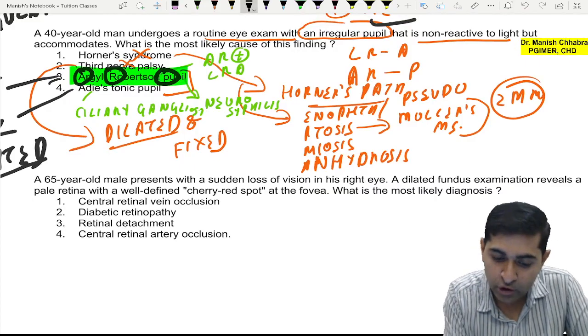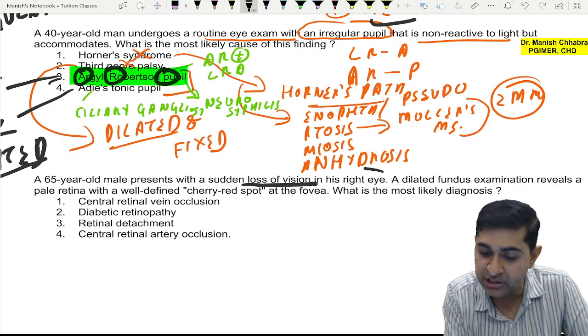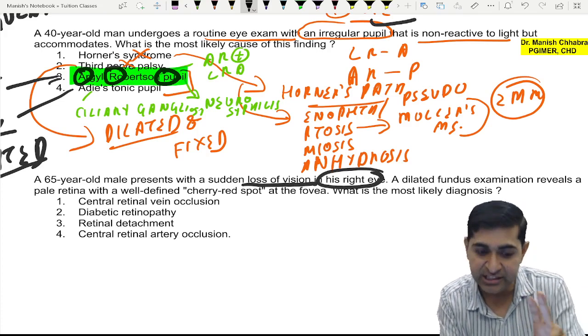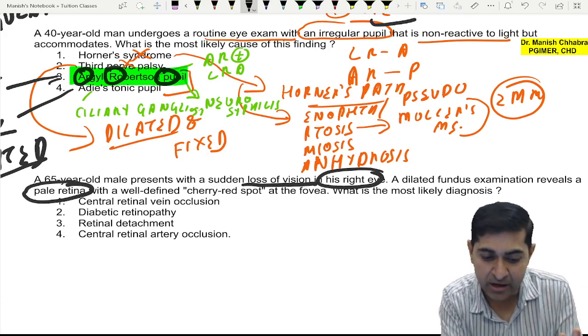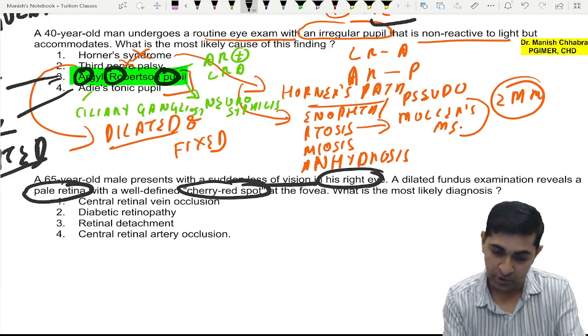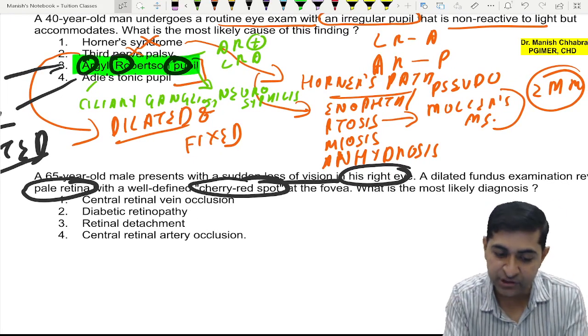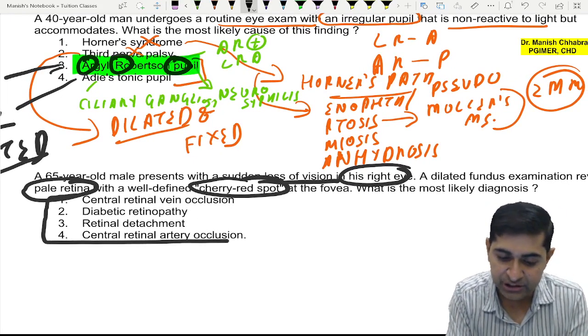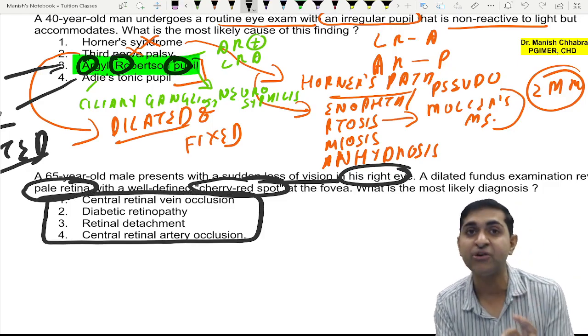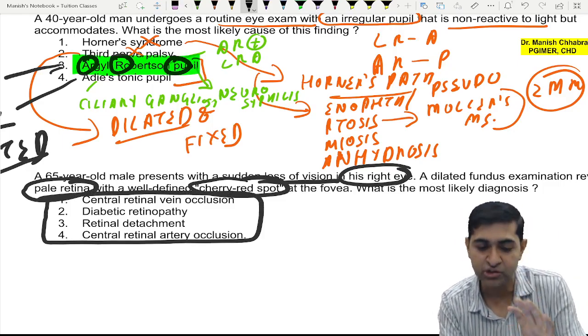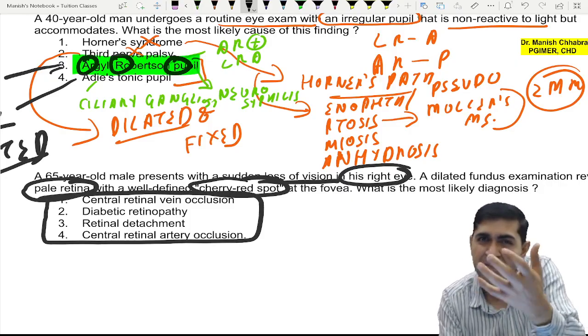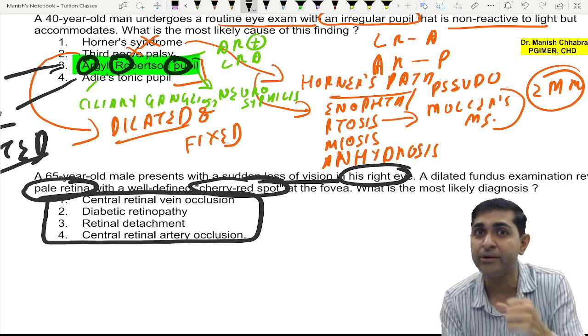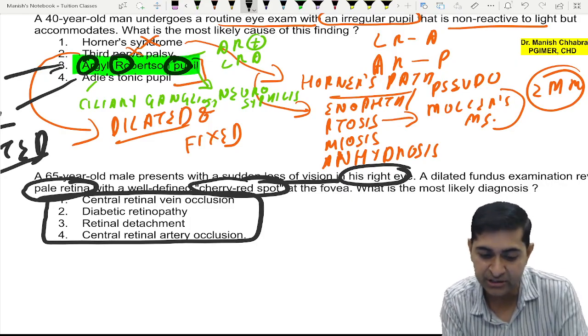A 65-year-old male presents with sudden loss of vision in his right eye. Dilated fundus examination reveals a pale retina and a cherry red spot. Okay, so sudden loss of vision is seen in which conditions? All four conditions can present with sudden loss of vision. RD, retinal detachment; diabetic retinopathy; there can be cystoid macular edema; and central retinal arterial occlusion.